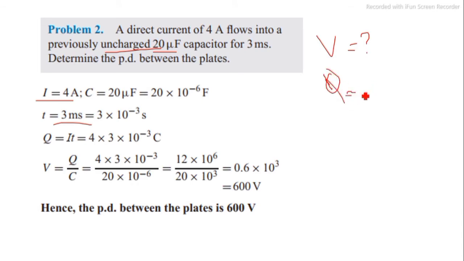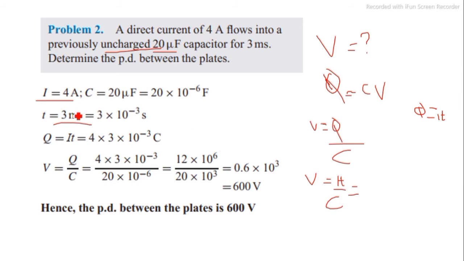CV. That's the charge on the capacitor. So that means your V now will be what? Q, the charge, over the capacitance. Are you given the charge? No. But you can know your charge. Your Q equals IT. Your charge is IT. That means your V is IT over C, where I is the current.